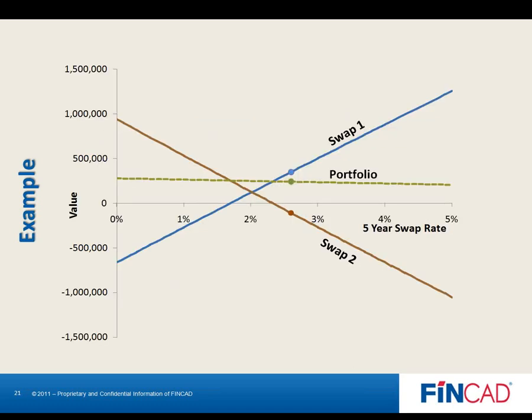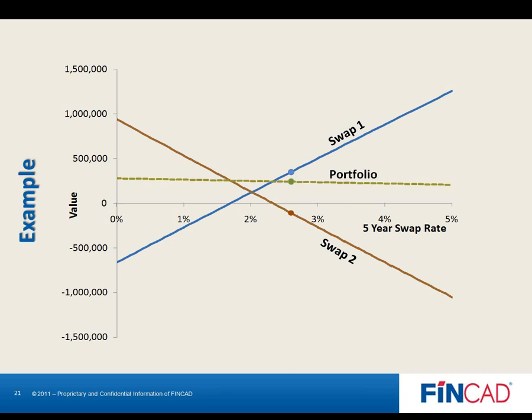The brown line is the sensitivity of the value of swap 2 to the 5-year swap rate. Both swaps would also have some sensitivity to other parts of the yield curve, although to a much lesser extent. The value of the portfolio is given by the green dashed line. It is not quite horizontal because there is still some dependency on the 5-year swap rate. The swaps are not exactly offsetting. But how is that sensitivity to be calculated?